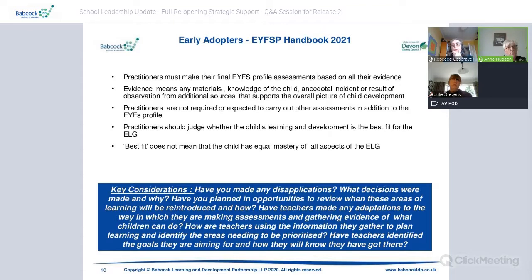When it comes to finalising their profile assessments, I've just taken some statements here from the handbook as a ready reckoner for both early years current profile and the early years adopters, thinking about things. Evidence can be any materials, knowledge, sources, anecdotal incidents, anything to do with parents. Remembering those words such as best fit, not having to have mastery of all. Best fit doesn't mean that the child has equal mastery of all aspects of the early learning goals.